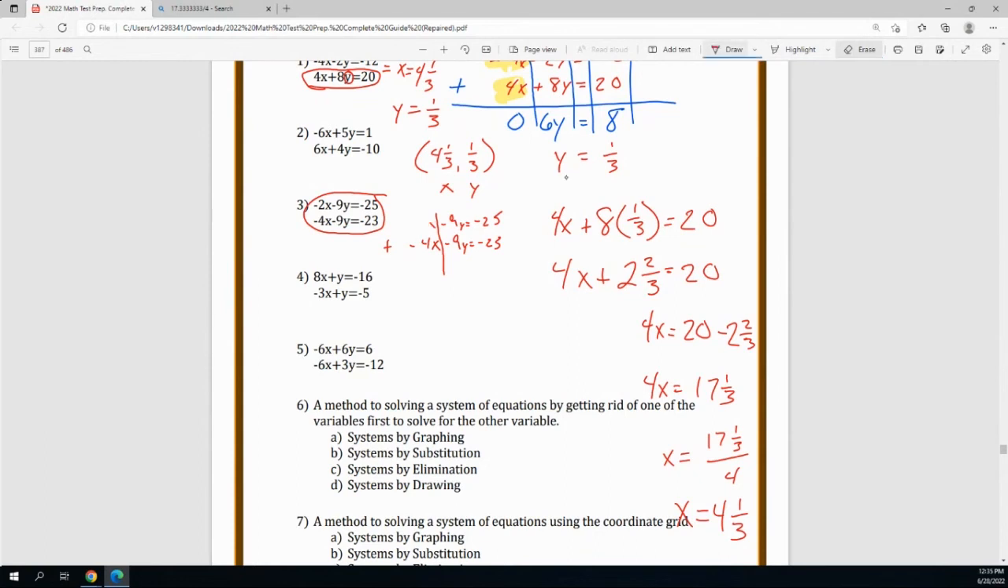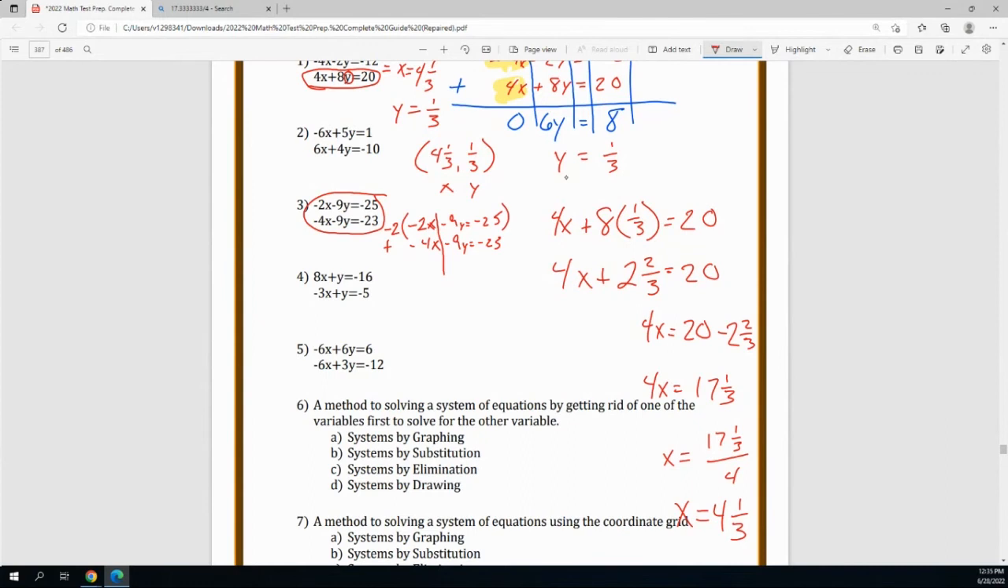Let me go ahead and erase a little bit. I want to take the whole equation and multiply it by a -2. Because -2 times -2 is going to create a +4, and it's going to change the equation completely. Okay, so let's go ahead and do that.